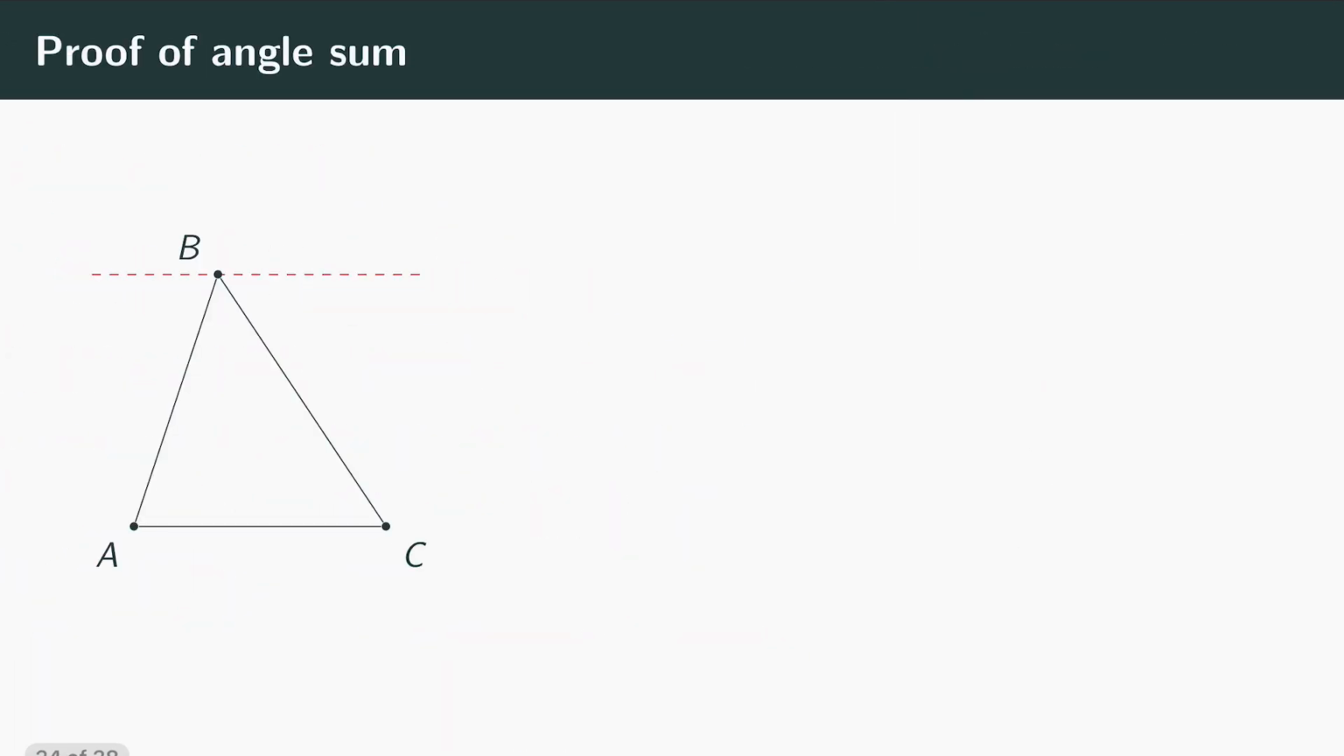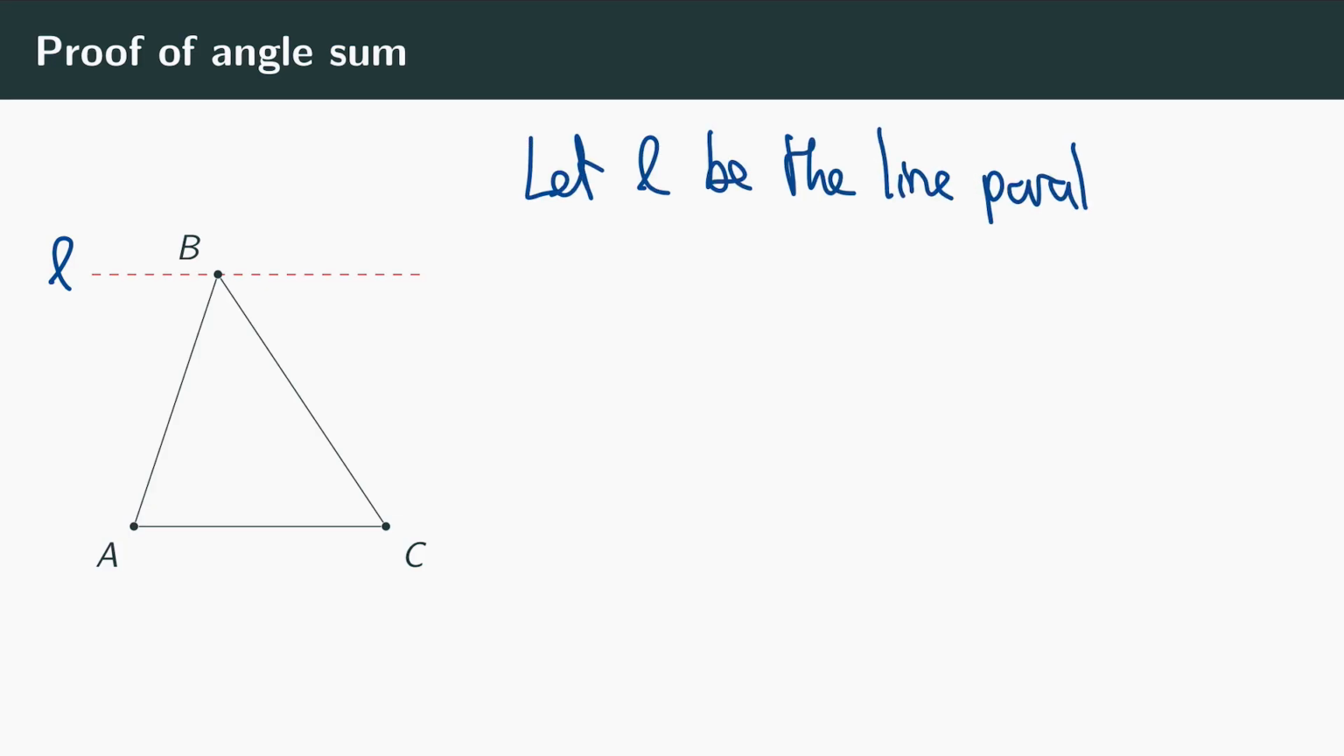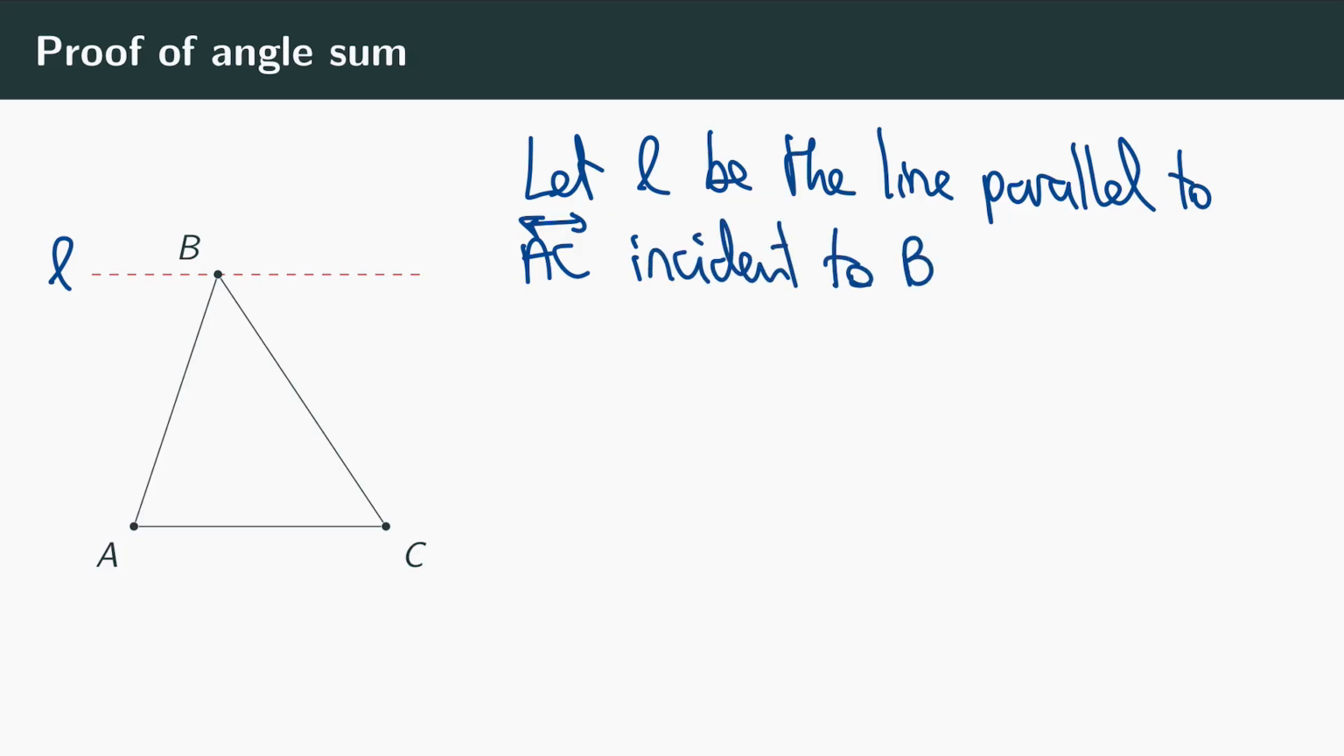And actually, the proof is going to be exactly that. And so the proof, we proceed as follows. What we do is we draw the straight line. Let me call this line L. Right, so I draw the straight line, the line parallel to the base here, AC, incident to B. That exists by the parallel postulate.